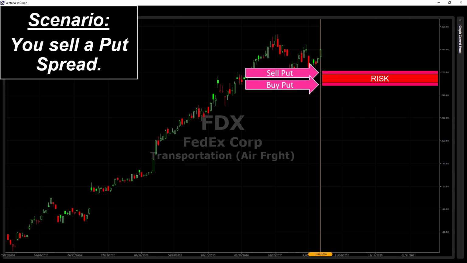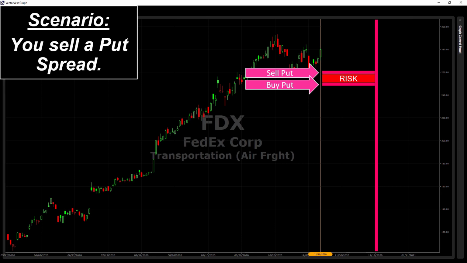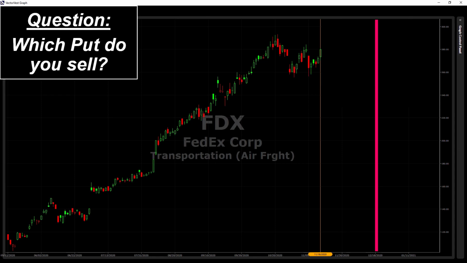Another reason we like these spreads is the limited duration. The expiration you choose will not be way out in the future, which means your risk shrinks all the way down to this. Your expiration will be here, typically about a month away. The question now becomes, which put do you sell? Earlier we talked about picking a price where you don't think the stock will drop to. But do you pick this put up here? Or this one? Or what about this one? Or this one? Or this one?